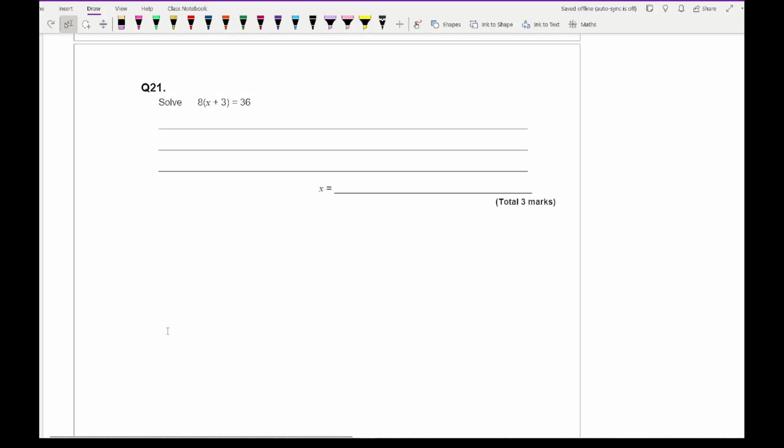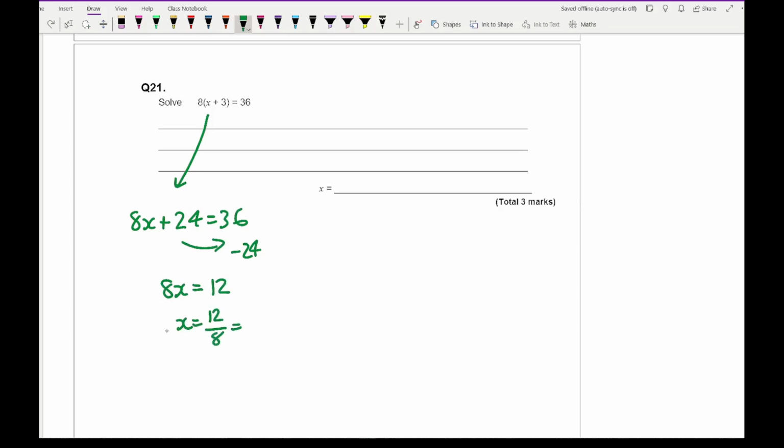Moving on to question 21. So here we've got a bracket. There are a couple of things you can do. Typically most students would expand the brackets and then go on to solve. So I take away 24. So I've got 8x equals 12, and then x equals 12 over 8, and then simplifying that gets 6 over 4, which is 3 over 2, or 1.5.